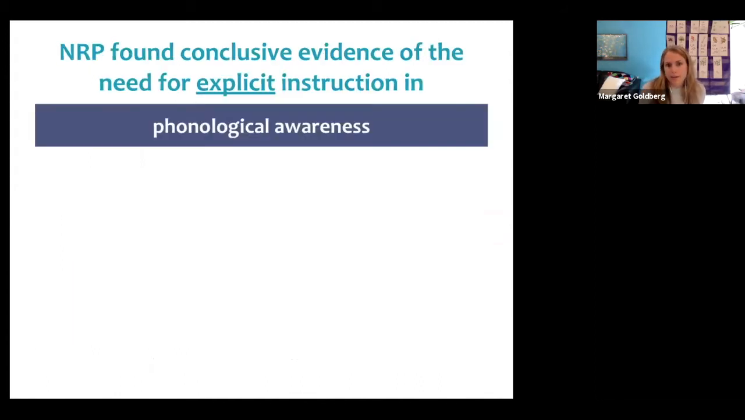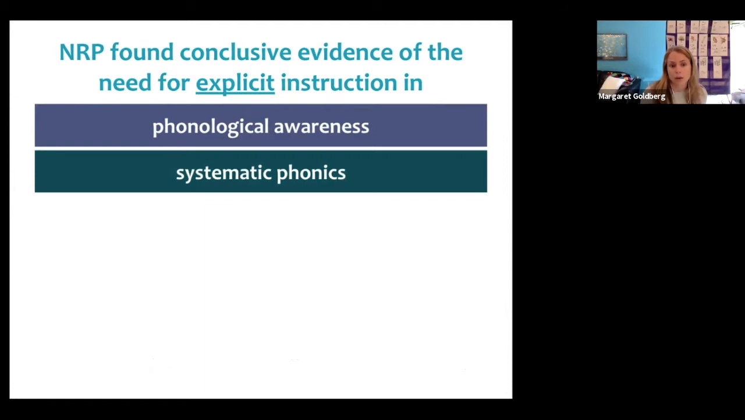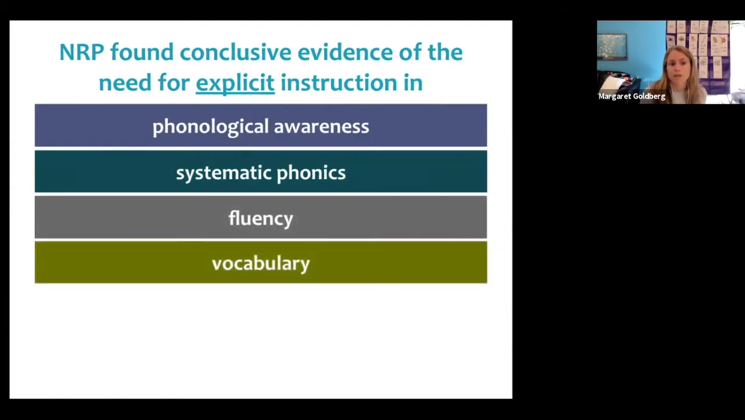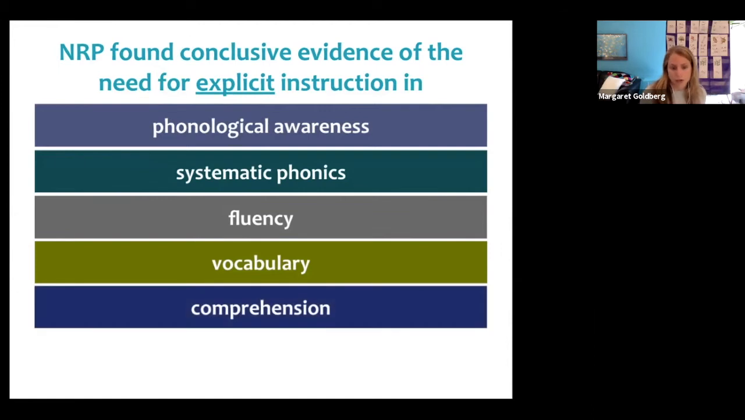So when we think about what we know about effective reading instruction, over 20 years ago, the National Reading Panel created a collection of conclusive evidence for instruction. So they gathered together over 110,000 studies, I think it was, and found the need for explicit instruction in phonological awareness, systematic phonics instruction, fluency, vocabulary, comprehension.